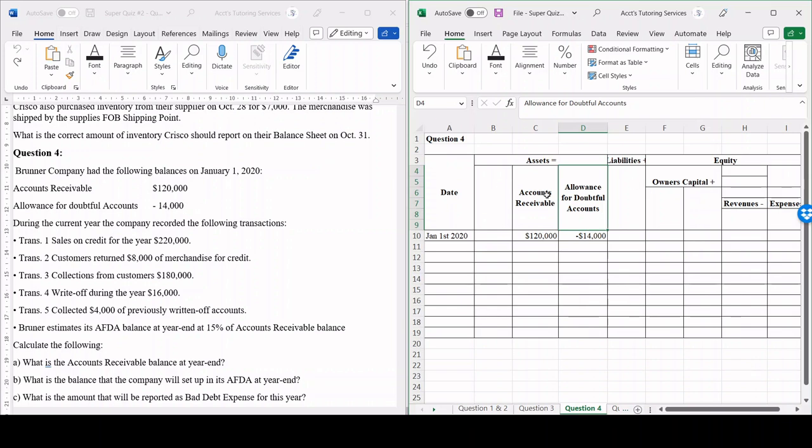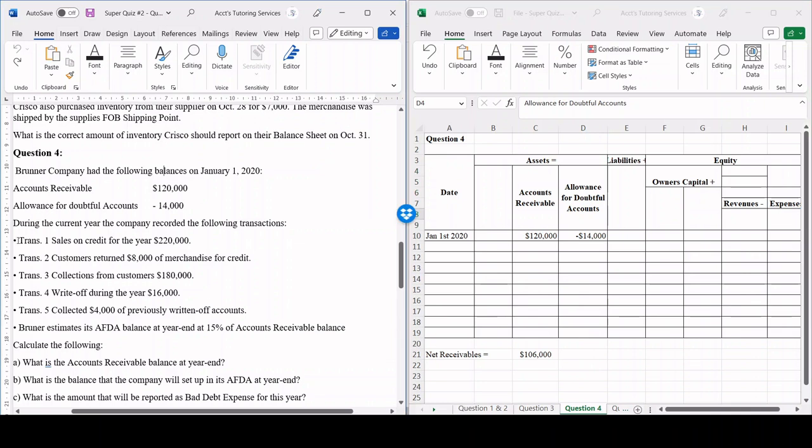So a contra account is attached to a primary account and it reduces its value. So essentially, accounts receivable is a positive account because it increases on the asset side, and allowance for doubtful account increases on the negative side and is negative because it reduces the value of accounts receivable. So if you wanted to calculate net receivables, you will simply take the 120,000 and add it to the negative 14,000 to arrive at $106,000. Because remember, accounts receivable is a primary account and allowance for doubtful account is a contra account.